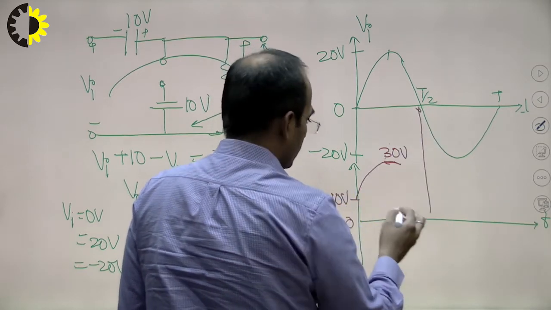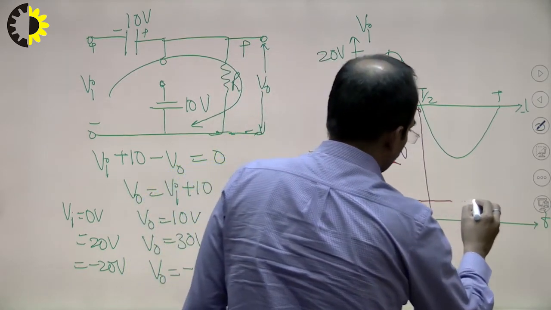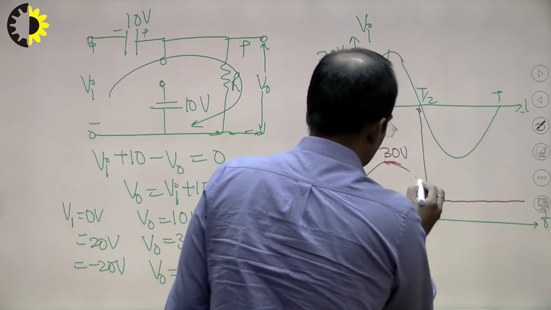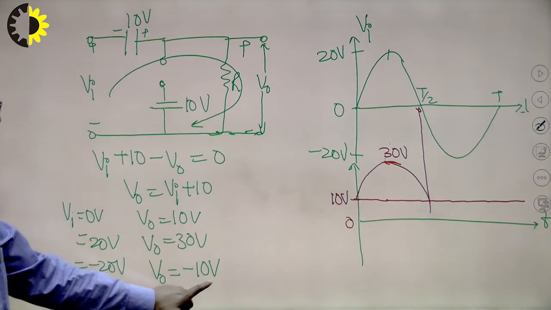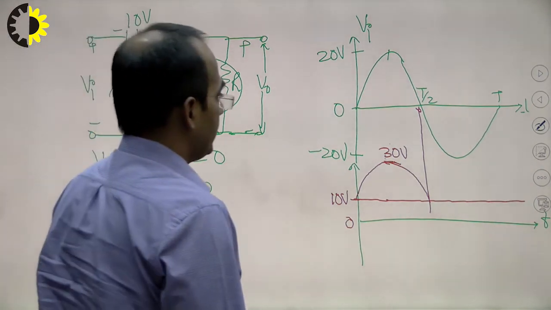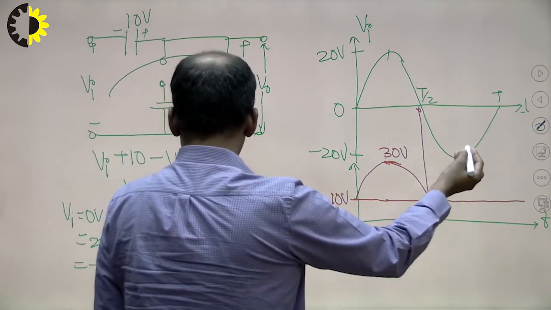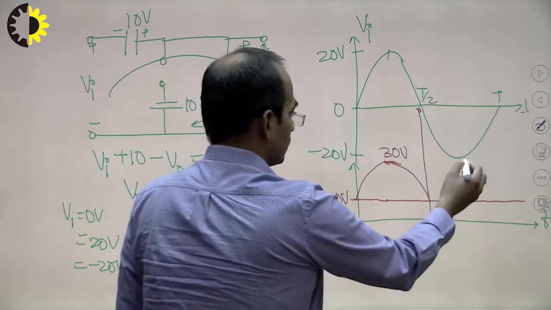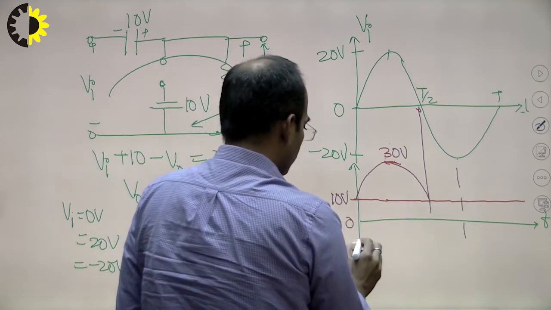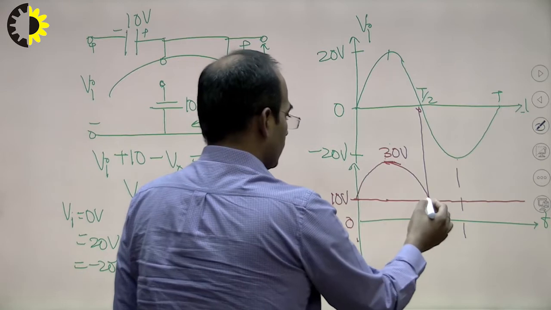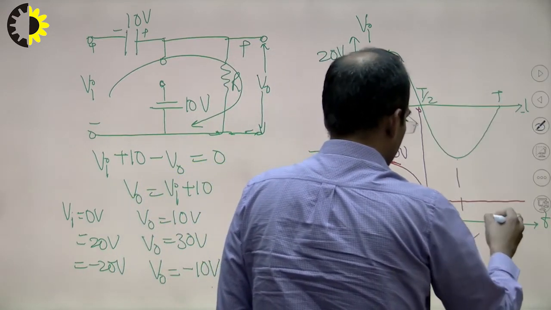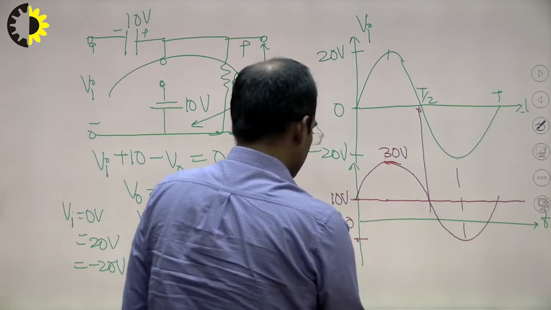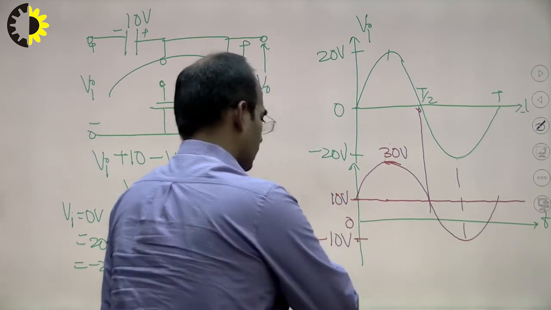Similarly, this 0 has been shifted to this, and you will get such a type of waveform. When Vi is equal to minus 20 volt, V naught is equal to minus 10 volt. So for minus 20, we will get minus 10 volt. This corresponding V naught for minus 20, we will get this. This is minus 10 volt.